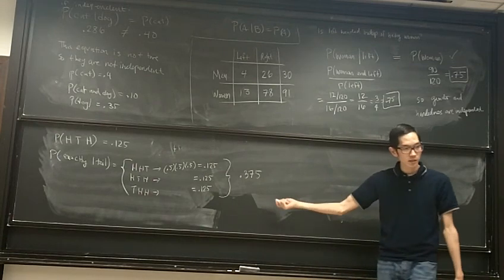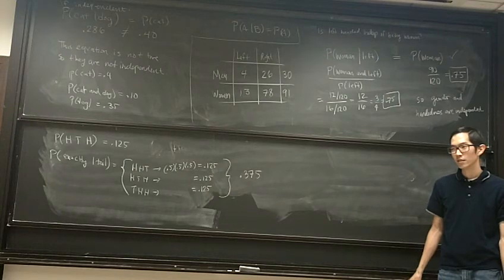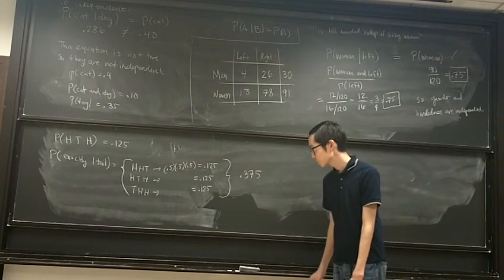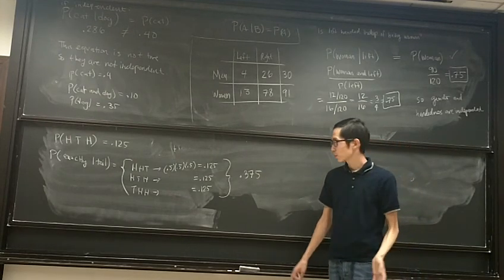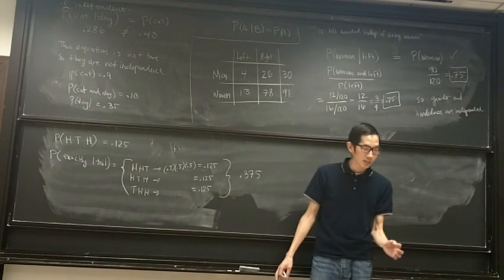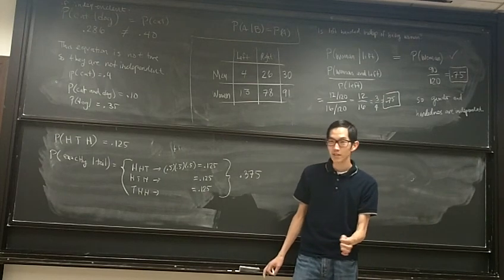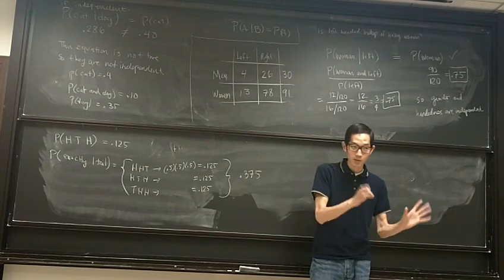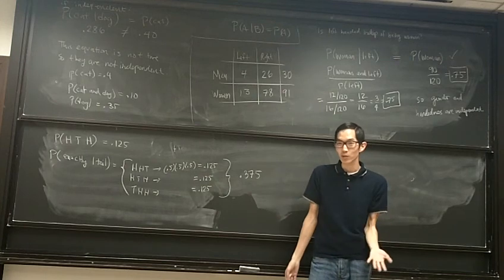Okay, why am I adding these? It's not because they're independent. It's because they're mutually exclusive of one another, okay? Mutually exclusive means that if I flip a coin three times, I cannot see heads, heads, tails, and at the same time see tails, heads, heads, or heads, tails, heads. One of those things has to happen. There's no overlap of those when I flip a coin three times.